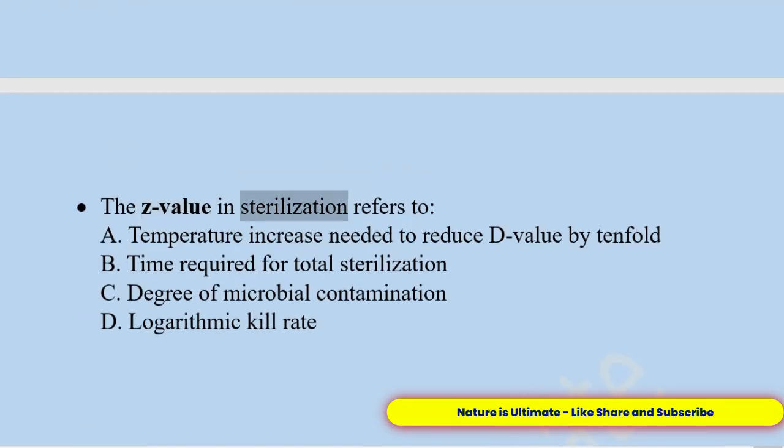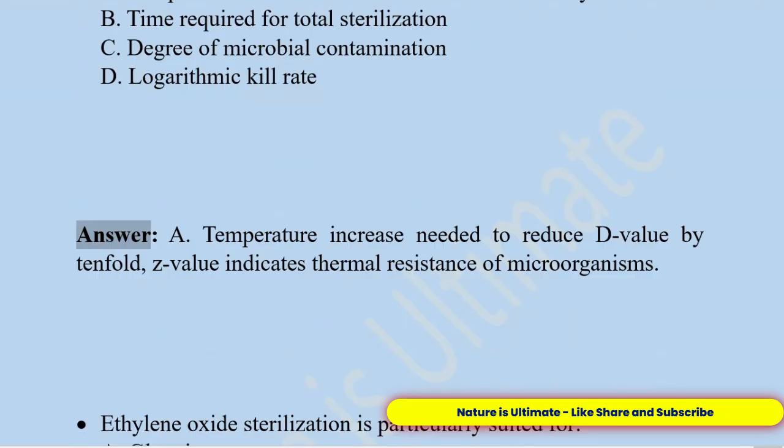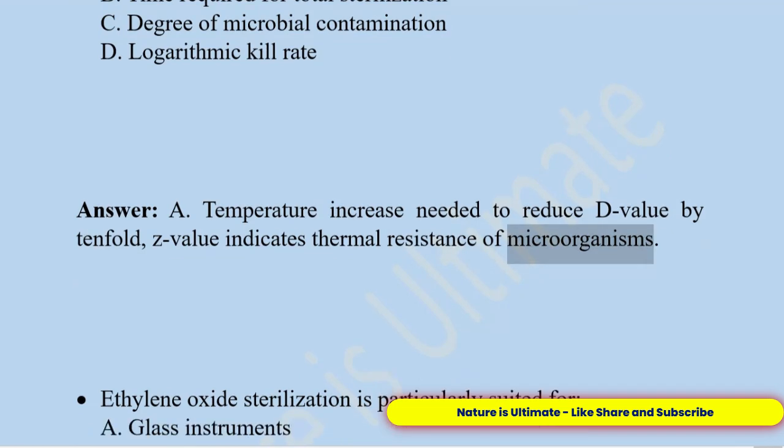The Z value in sterilization refers to: A. Temperature increase needed to reduce D value by 10-fold. B. Time required for total sterilization. C. Degree of microbial contamination. D. Logarithmic kill rate. Answer: A. Temperature increase needed to reduce D value by 10-fold. Z value indicates thermal resistance of microorganisms.